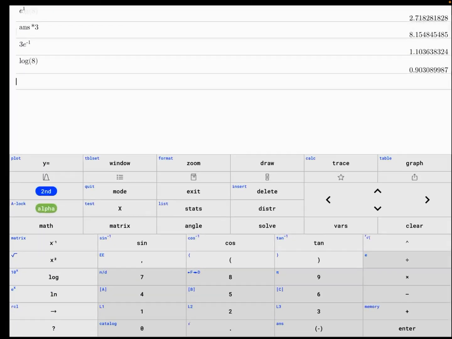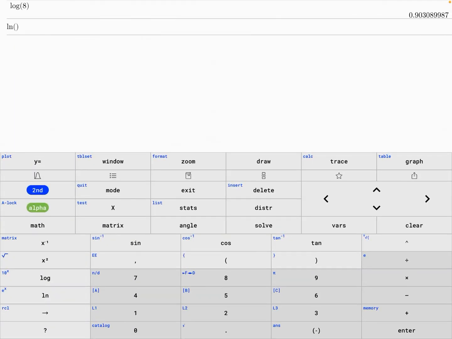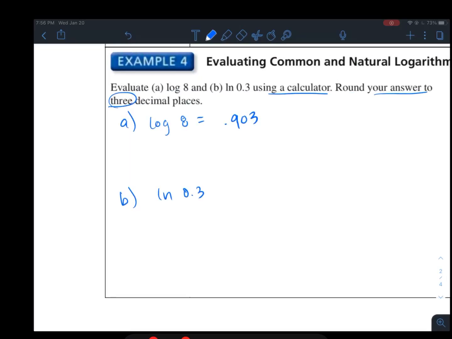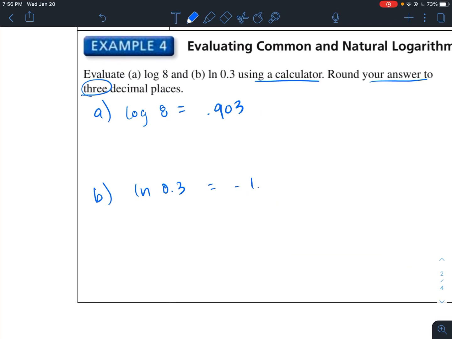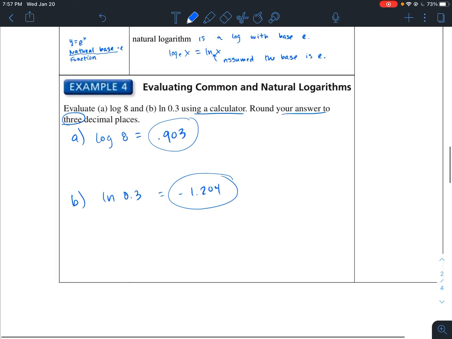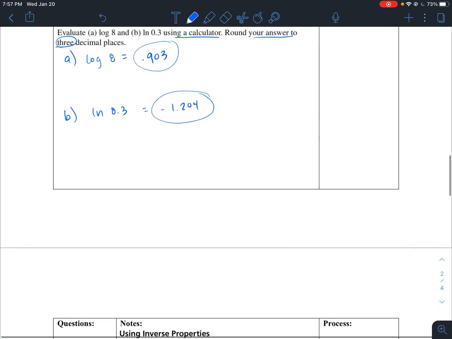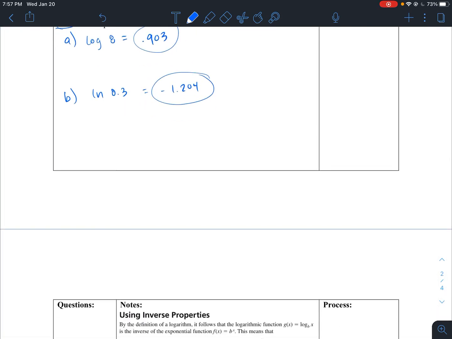And similarly, again, we can use a natural log. There's a natural log button, and we want to find the natural log of 0.3. Enter. That gives us -1.20, and then rounding up, that would be -1.204. Alright, that's all you've got to do when evaluating using a calculator. Very easy, convenient programmed buttons that will do the math for you.